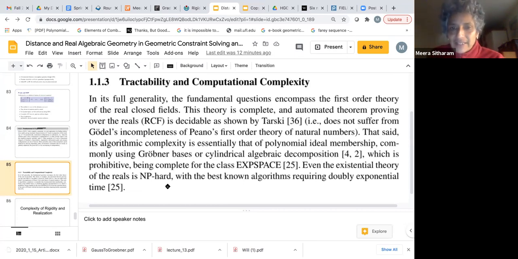But essentially, you can say you're not going to get better than NP. And if you're actually doing the full thing, the full theory of the reals, it's complete for the class exponential space. Exponential space is like, if you want to, the time simulation is something like 2 to the space. So, it's like double exponential time complexity. So these problems are extremely hard.